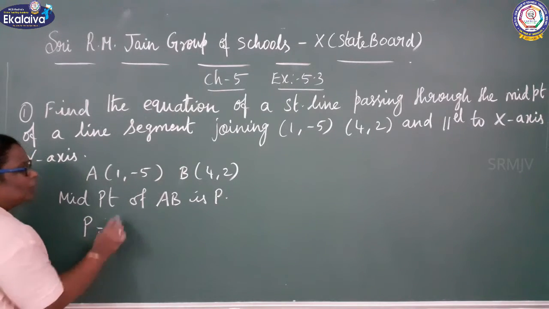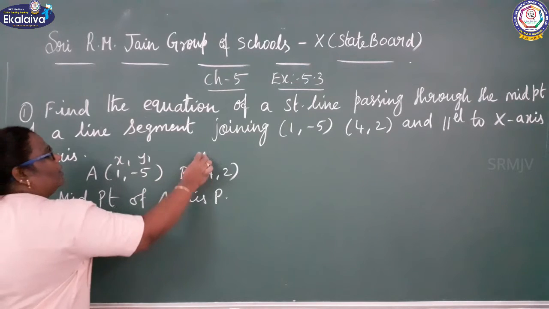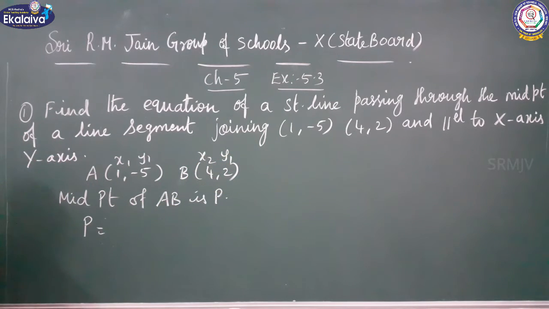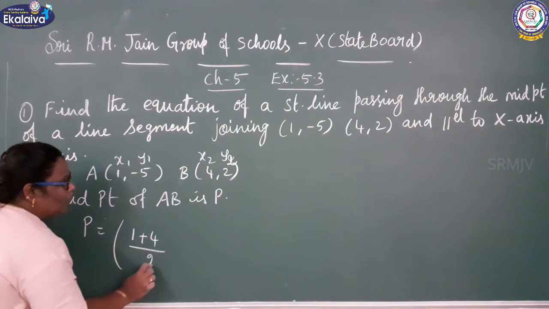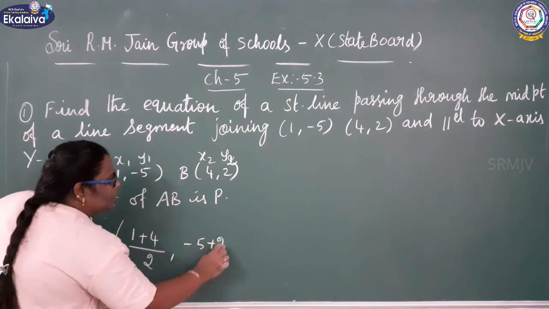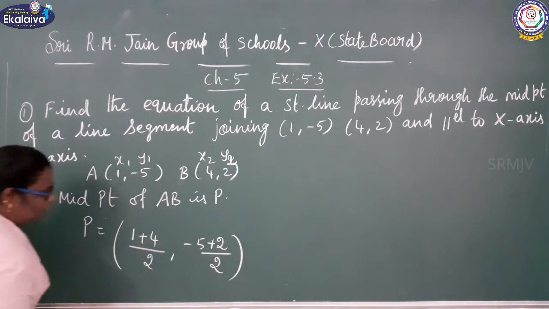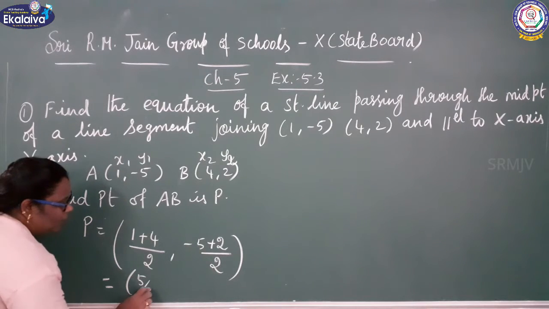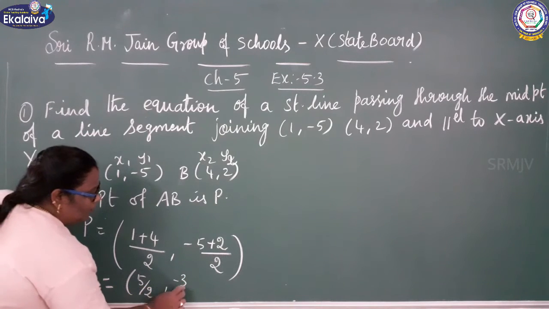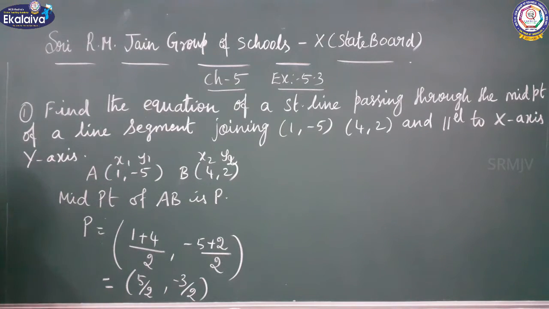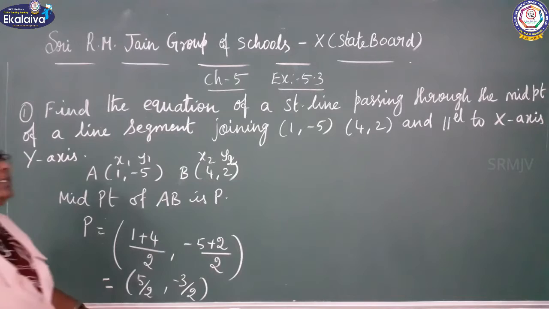P equal to, you know the formula. What is the midpoint formula? x1 plus x2 by 2 comma y1 plus y2 by 2. So it gives 5 by 2 comma minus 5 plus 2, which is minus 3 by 2. So one point is there. Then they have given parallel to x-axis and parallel to y-axis.